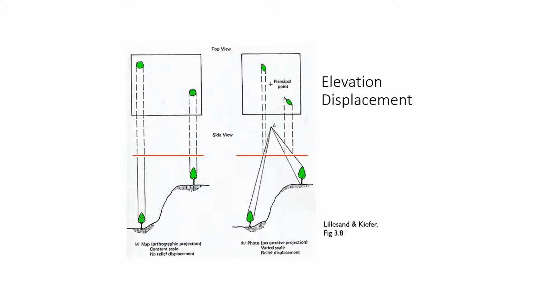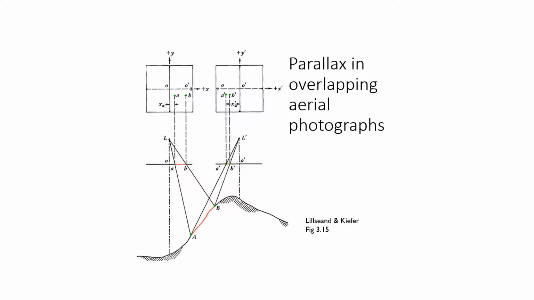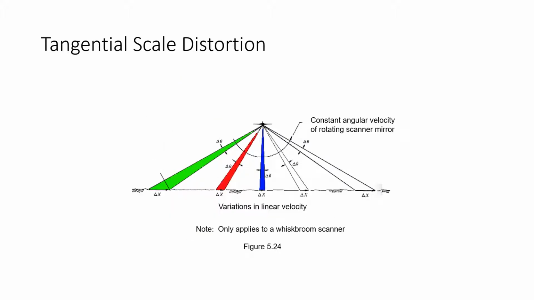Talking about elevation displacement. This is similar to all the other ones, but objects that are a little bit higher may appear to have a much greater displacement than objects that are maybe a little bit lower. But again, parallax can help this out.